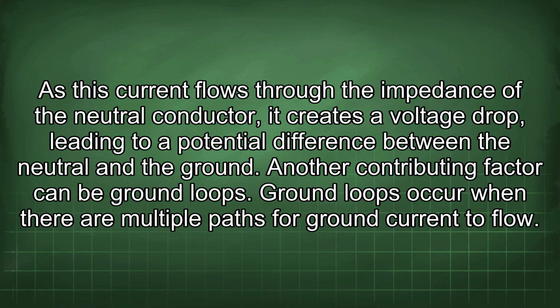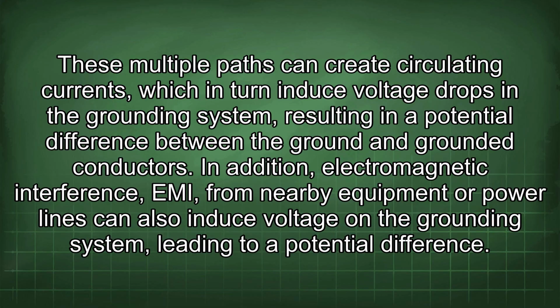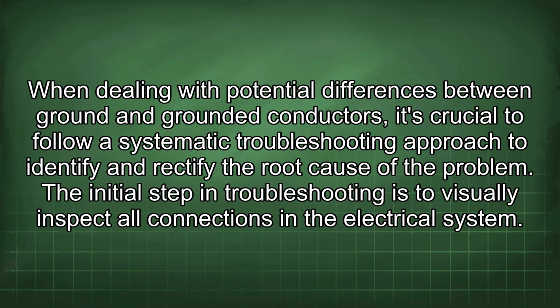Another contributing factor can be ground loops. Ground loops occur when there are multiple paths for ground current to flow. These multiple paths can create circulating currents, which in turn induce voltage drops in the grounding system, resulting in a potential difference between the ground and grounded conductors. In addition, electromagnetic interference, EMI, from nearby equipment or power lines can also induce voltage on the grounding system, leading to a potential difference. When dealing with potential differences between ground and grounded conductors, it's crucial to follow a systematic troubleshooting approach to identify and rectify the root cause of the problem.